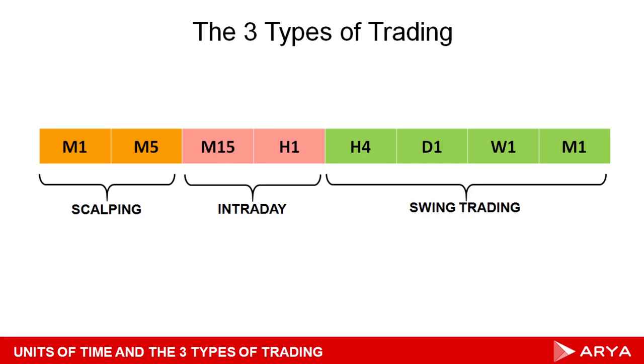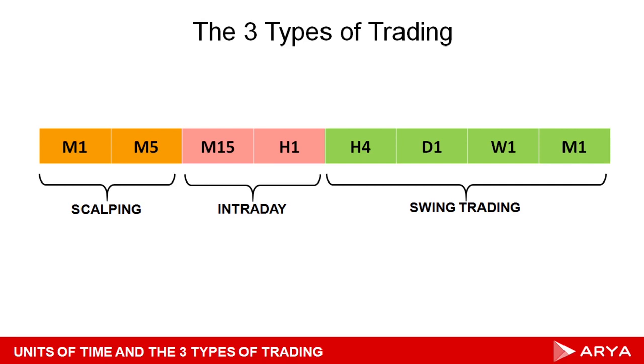Scalping is the term used to refer to units of time between 1 minute and 5 minutes. Your trades will only last a few minutes in general. If you choose units of time between M15 and H1, you are clearly doing what we call intraday, day trading, where your trades will last between 30 minutes to a few hours. If you decide to go with units of time from H4 up, you are doing swing trading, with trades which will last between 1 day and several weeks.